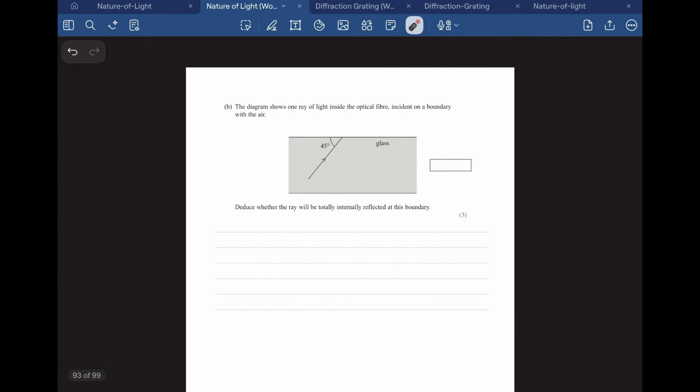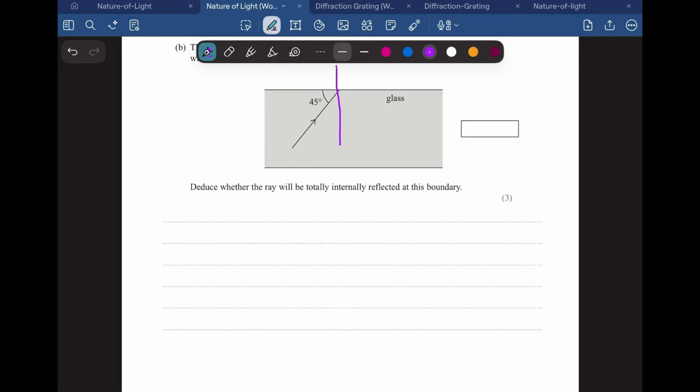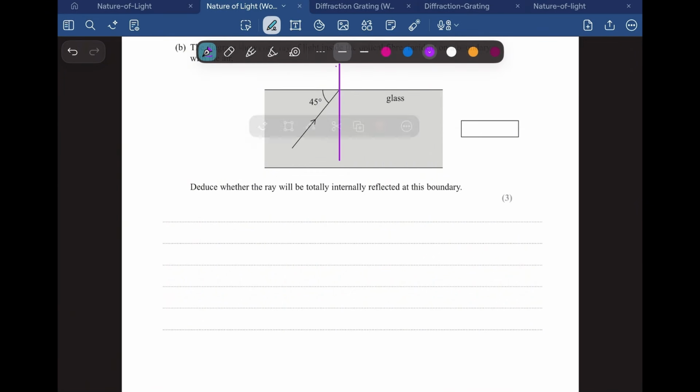Now the next part says the diagram shows one ray of light inside the optical fiber incident on a boundary with the air. Deduce whether the ray will be totally internally reflected at this boundary. So whether it will be totally internally reflected or not. Right here as well, we'll have to take the angle with the normal, which is going to be 45 degrees. Now we'll have to figure out whether it is totally internally reflected or not.